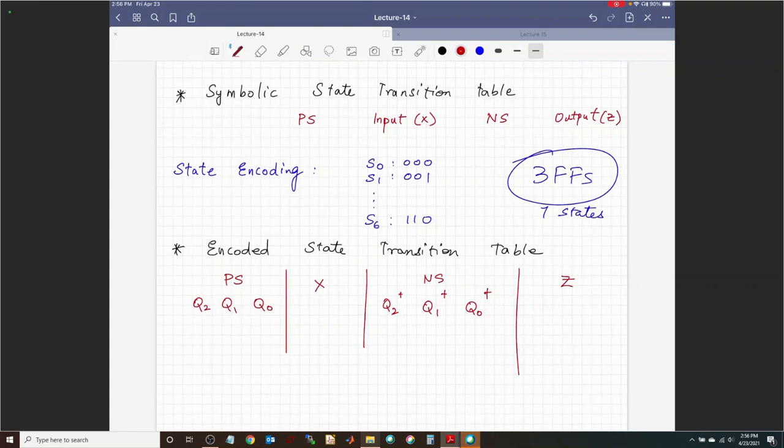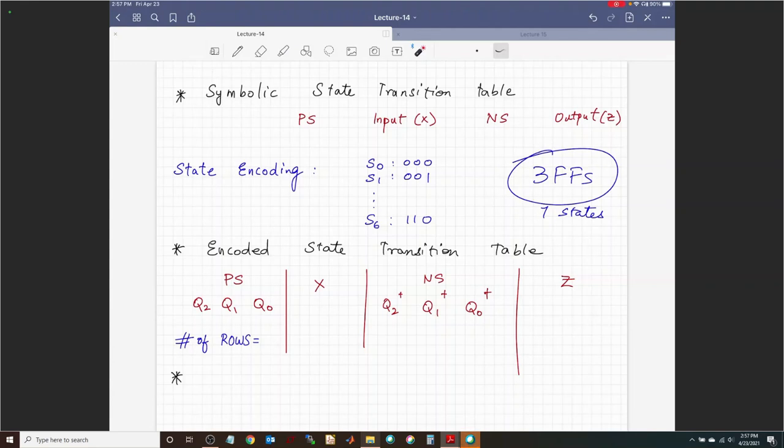From the encoded state transition table, what are you trying to derive? After that, what is the next step? By the way, how many rows are there in this state encoded state transition table? Right now the number of columns is 8 if you were using D flip-flops. But if you were using T flip-flops, you might have plus 3.